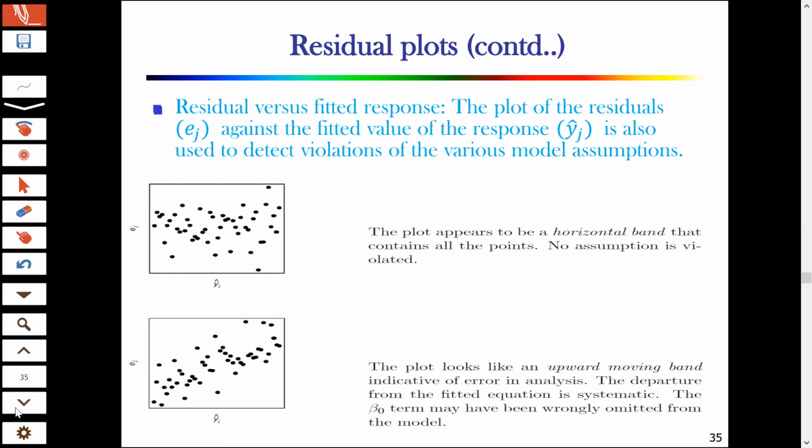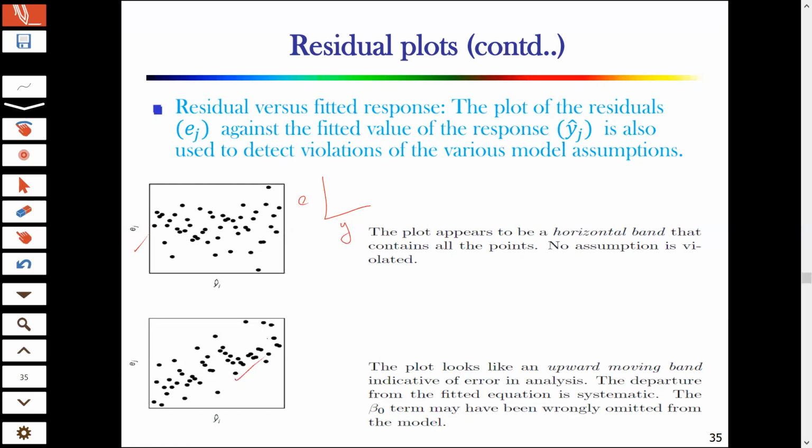Another residual plot is residual versus fitted response. The plot of the residuals against the fitted values of the response is also used to detect violations of various model assumptions. Look at this example here. In this plot, the points appear in a horizontal band that contains all of them. No assumption is violated here, so the constant variance assumption is satisfied.